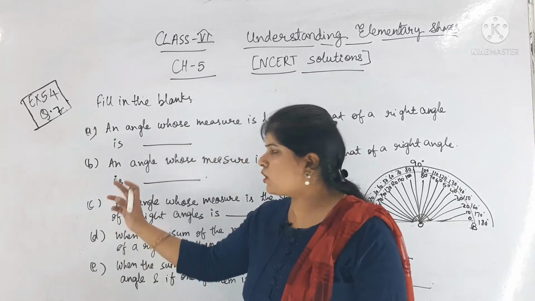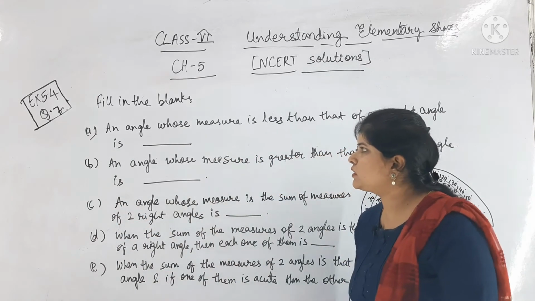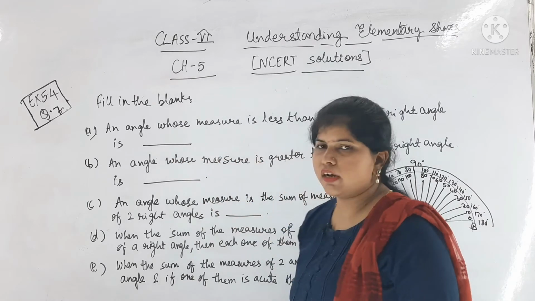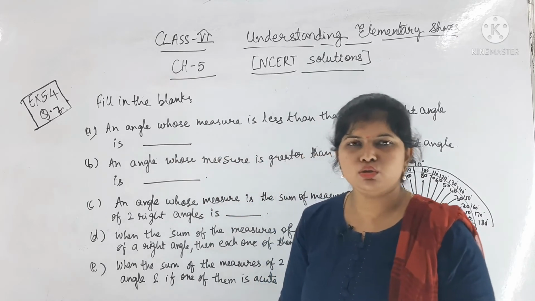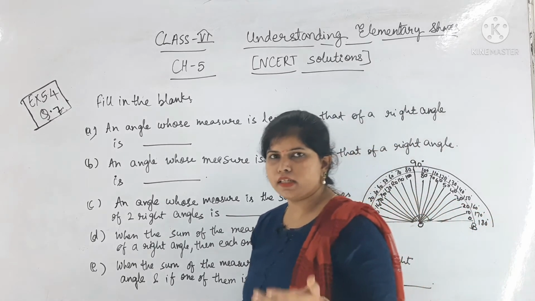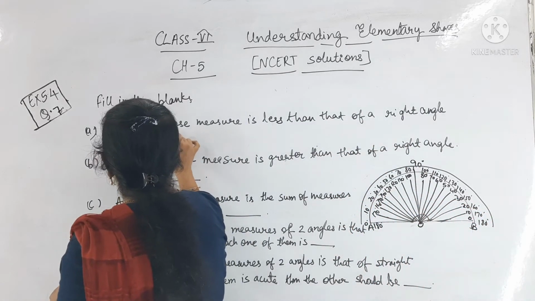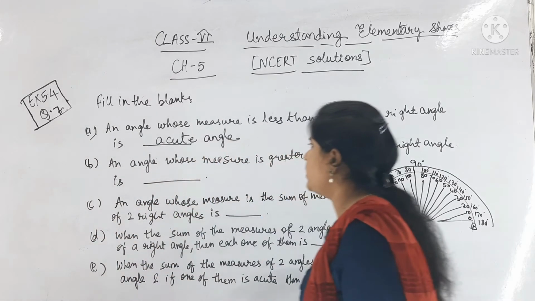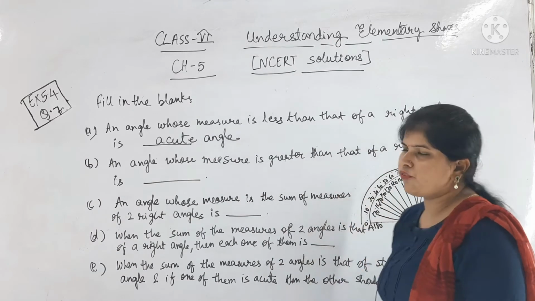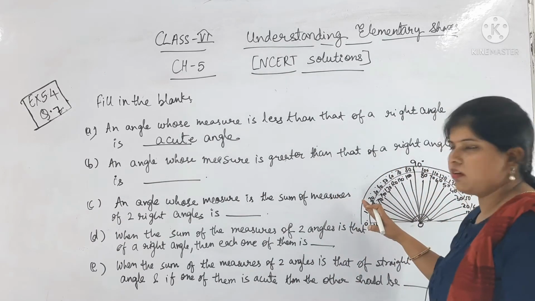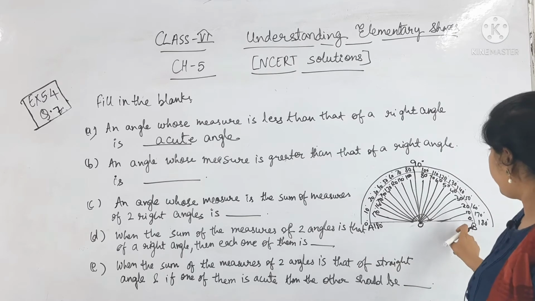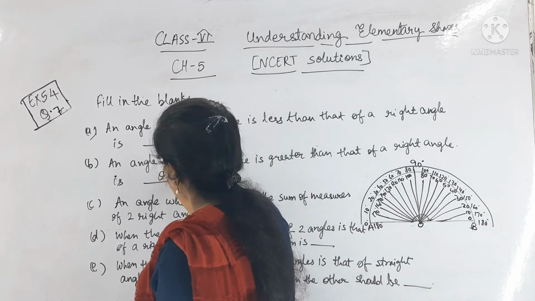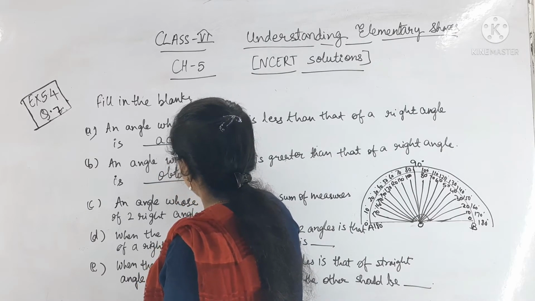Okay students, let's see question number 7. This is the fill in the blanks. Number A: an angle whose measure is less than that of a right angle. Right angle means 90 degree, and we know that less than 90 degree is an acute angle. So here you have to write acute angle. Number B: an angle whose measure is greater than that of a right angle. So this is an obtuse angle.